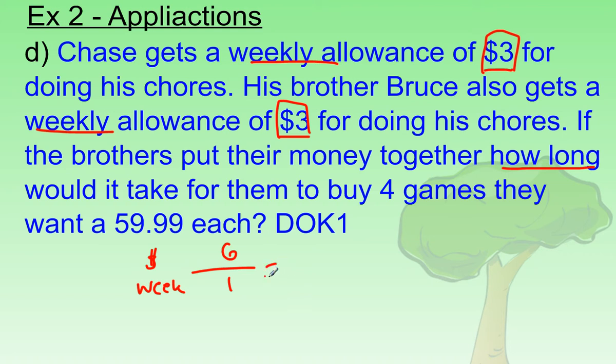Okay. And we want to know how long, we don't know how many weeks, that's our variable. How long will it take for them to buy 4 games at $59.99? So I'm not going to put $59.99 here because they want to buy 4 games with that much money. So how long would it take them? So 4 times $59.99. Let's see.